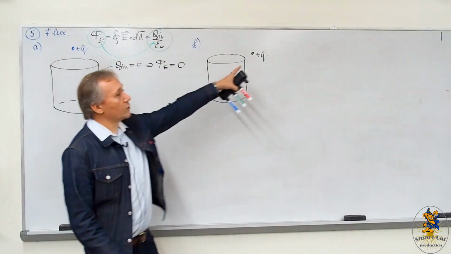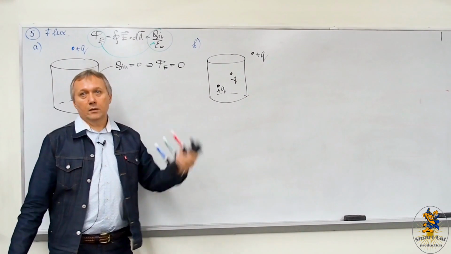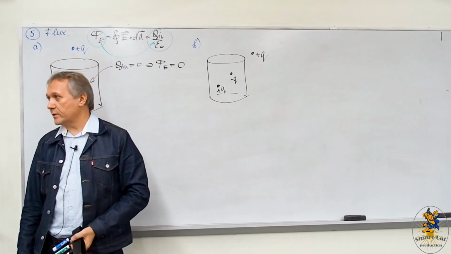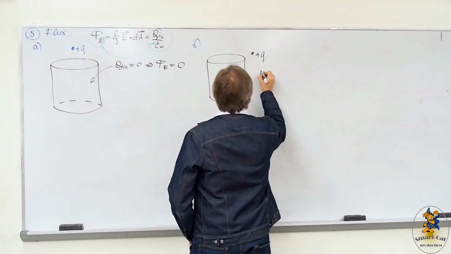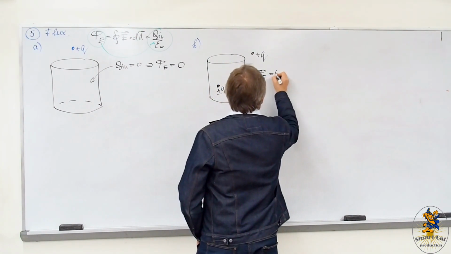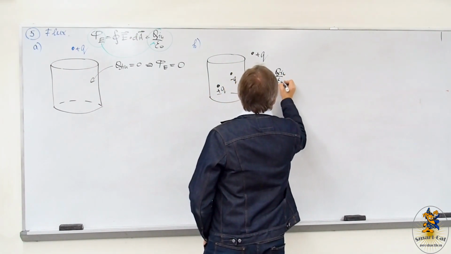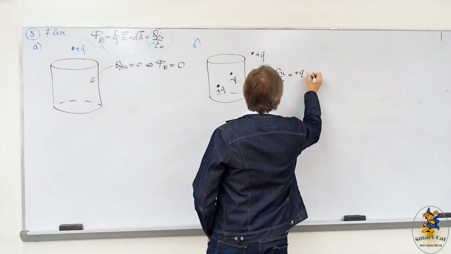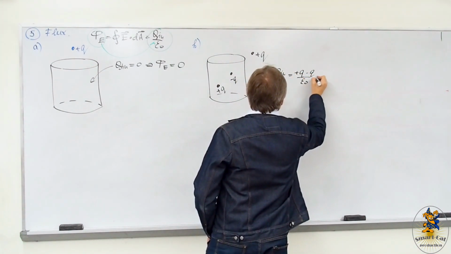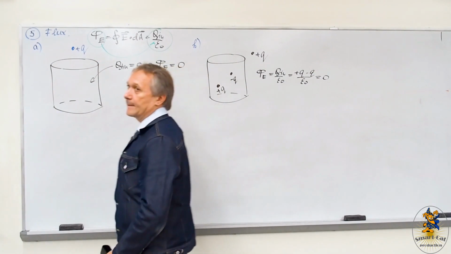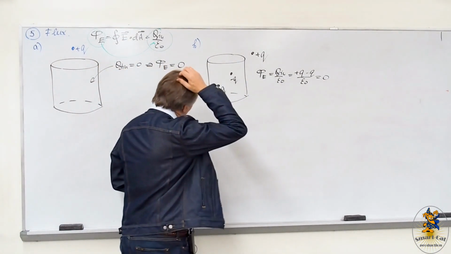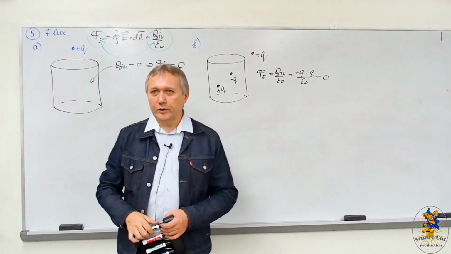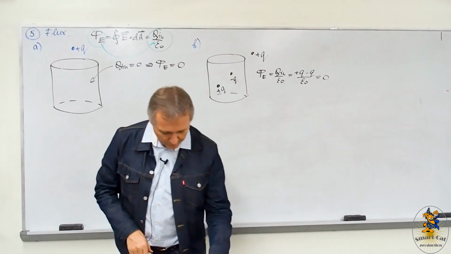Charges outside, we're not counting. Charges inside are exactly the same but opposite in sign, right? So in this case, I can write that electric flux is Q in over epsilon naught, so it's plus Q minus Q divided by epsilon naught, which is equal to 0. I can add more charges or reduce, but the idea is exactly the same.